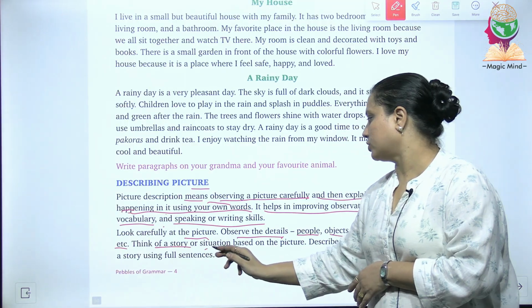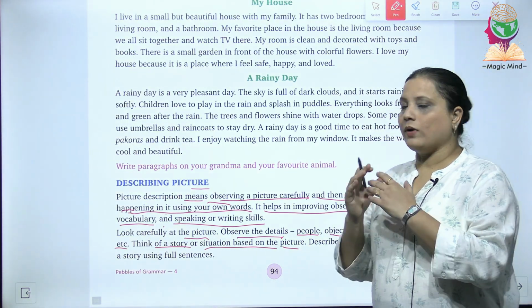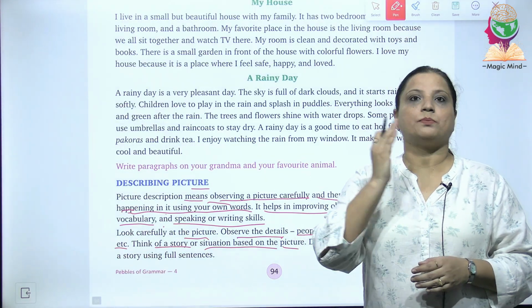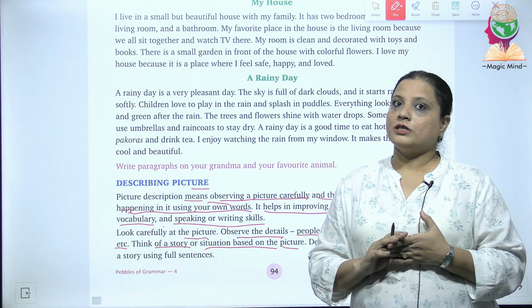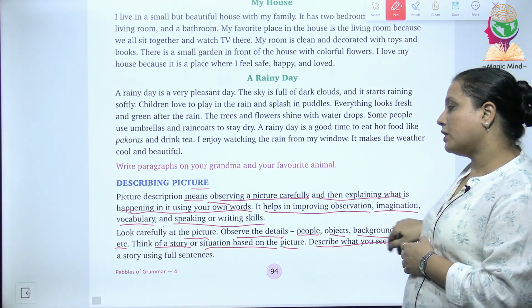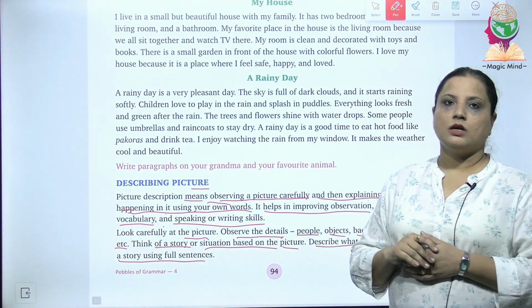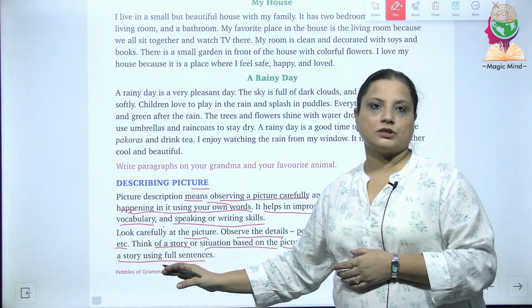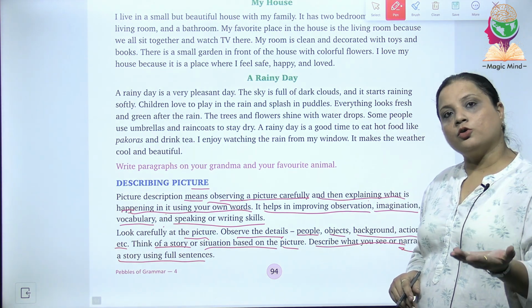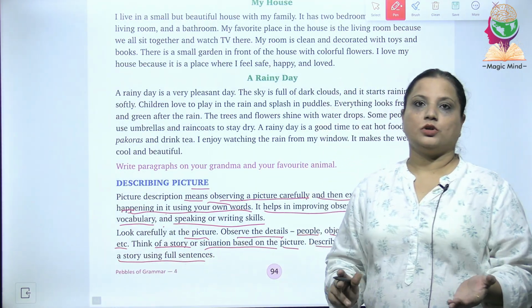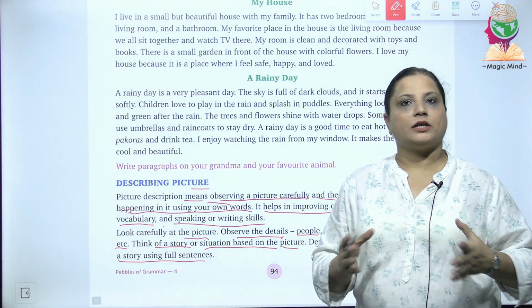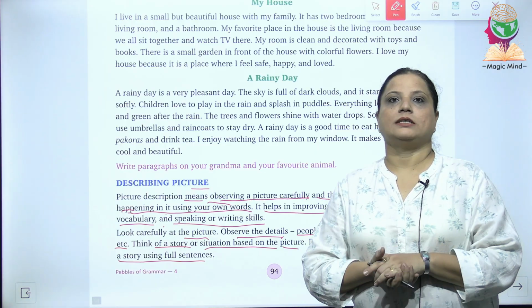Think of a story or a situation based on the picture. Now, when you are watching this, you have to think about what can be the situation, why this picture has come in front of you, what is the reason for it. Describe what you see or narrate a story using full sentences. So, how do you describe? You can describe the picture for whatever you are seeing, or you can also narrate a story. That means you can make a complete story by seeing the picture using full sentences.